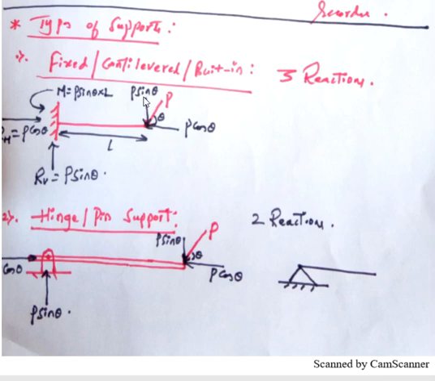Then to know how many reactions there are in this support, first look at this horizontal force. This horizontal force is applied in the horizontal direction, towards the left. This force is transferred onto the beam and then from the beam to the support. Since the applied force is in the left direction, the reaction force of the support onto the beam will be equal to this, but in the opposite direction, that is towards the right.